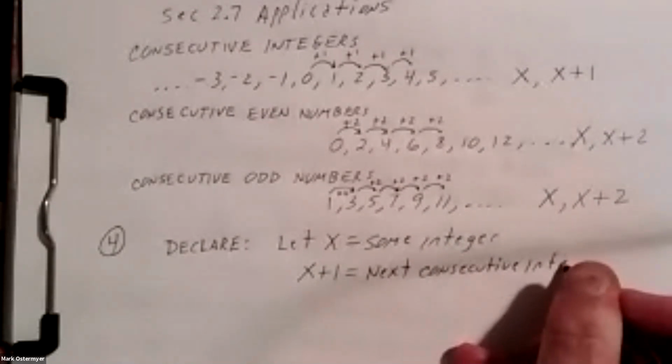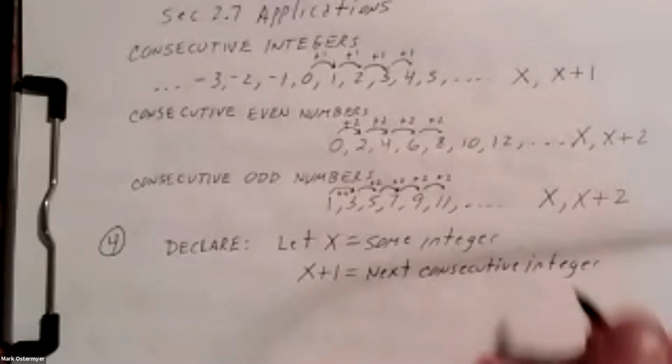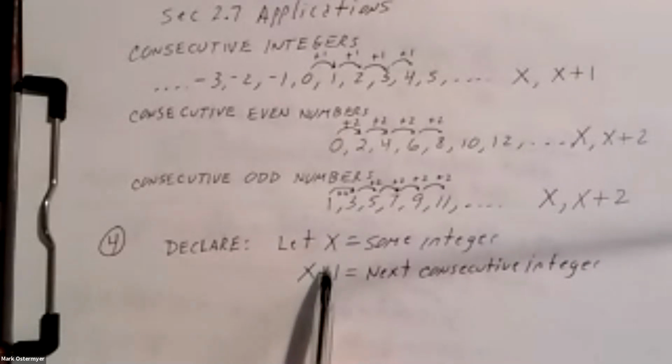All right, so now I have declared both my consecutive integers. The first one is called x, and the next consecutive one is x plus 1. So if x is 10, the next one would be 11, correct? 10 plus 1 or 11. If my integer was 20, my next consecutive integer would be 20 plus 1 or 21. Does that make sense?